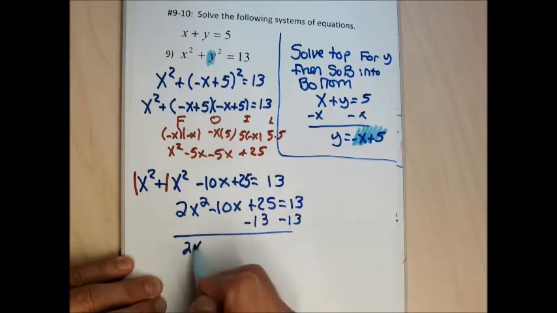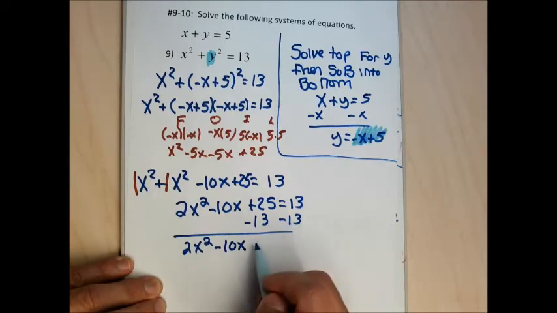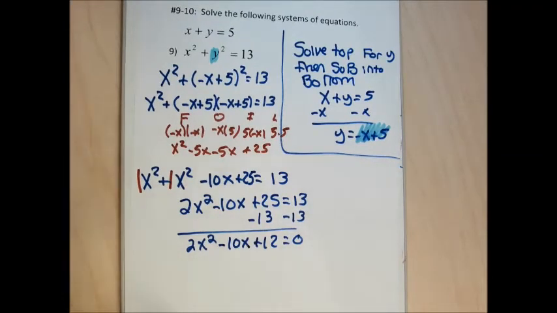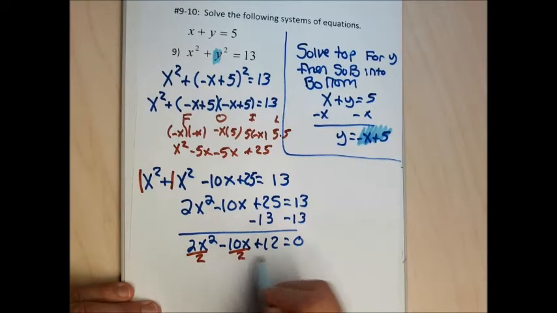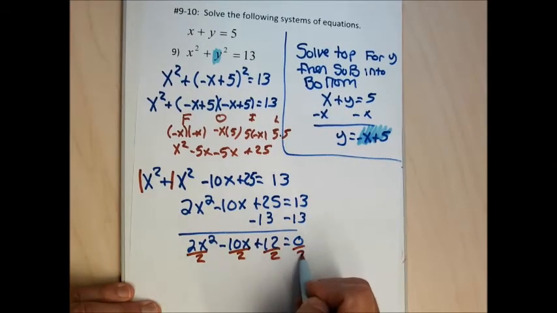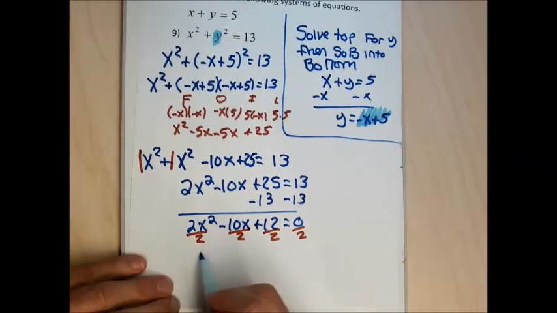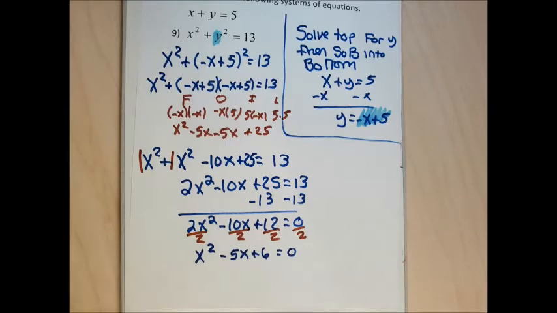That's going to give me 2x squared minus 10x plus 12 equals 0. And all the numbers here are divisible by 2. If you have a problem that has an equal sign and a common factor that doesn't have a letter, it's legal and probably a good idea to divide that common factor away. That's going to make this x squared minus 5x plus 6 equal to 0. And now I can solve this by factoring.